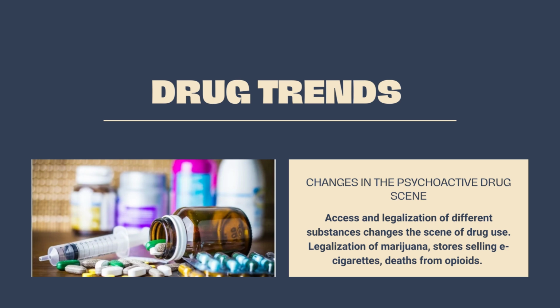So in terms of drug trends, cohort differences are evident for every drug, even from one year to the next. Legalization of marijuana, stores selling electronic cigarettes in many different flavors, and hundreds of deaths from opioids. These are three examples of changes in the psychoactive drug scene over the past years. And so, obviously, this changes the access to a lot of these different substances, making it either easier or more difficult for our adolescents to access these drugs.